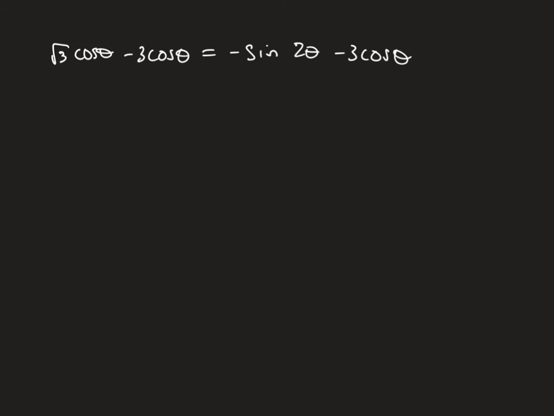All right, the very first thing I'm going to do before doing anything else is technically add 3 cosine theta to both sides. I'm not writing it just to save some time, even though I ramble and talk a lot, so I don't really save that much time anyway. So when I rewrite this, I'm going to have radical 3 cosine theta equals negative, and then sine 2 theta is 2 sine theta cosine theta.